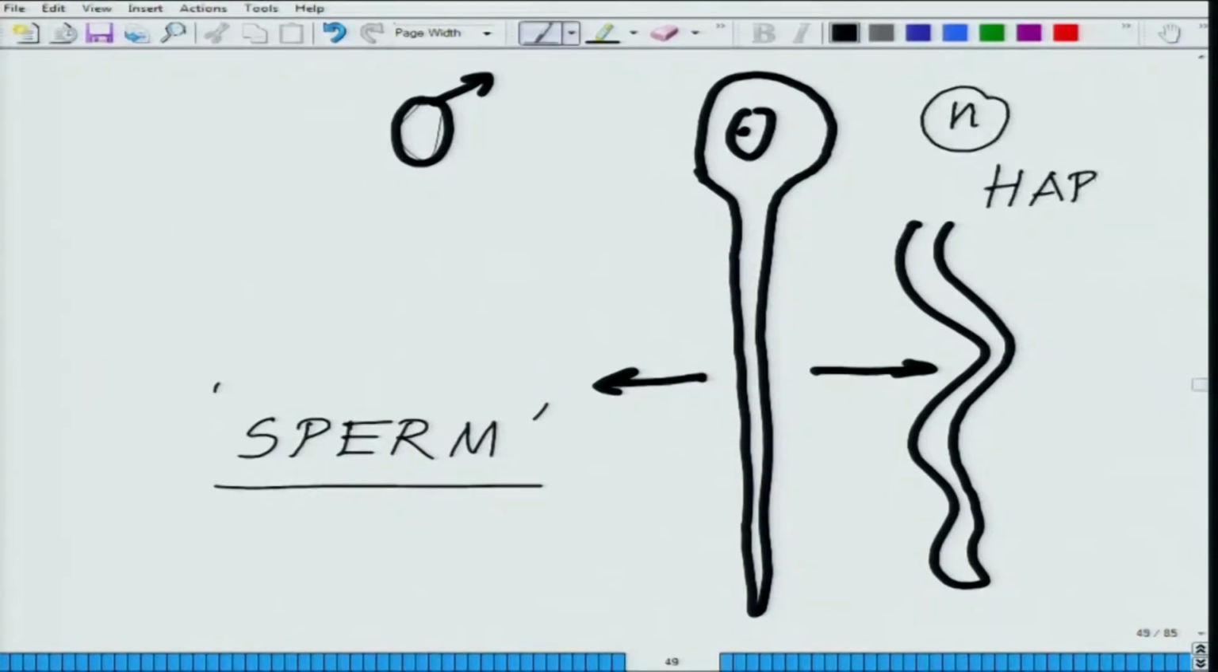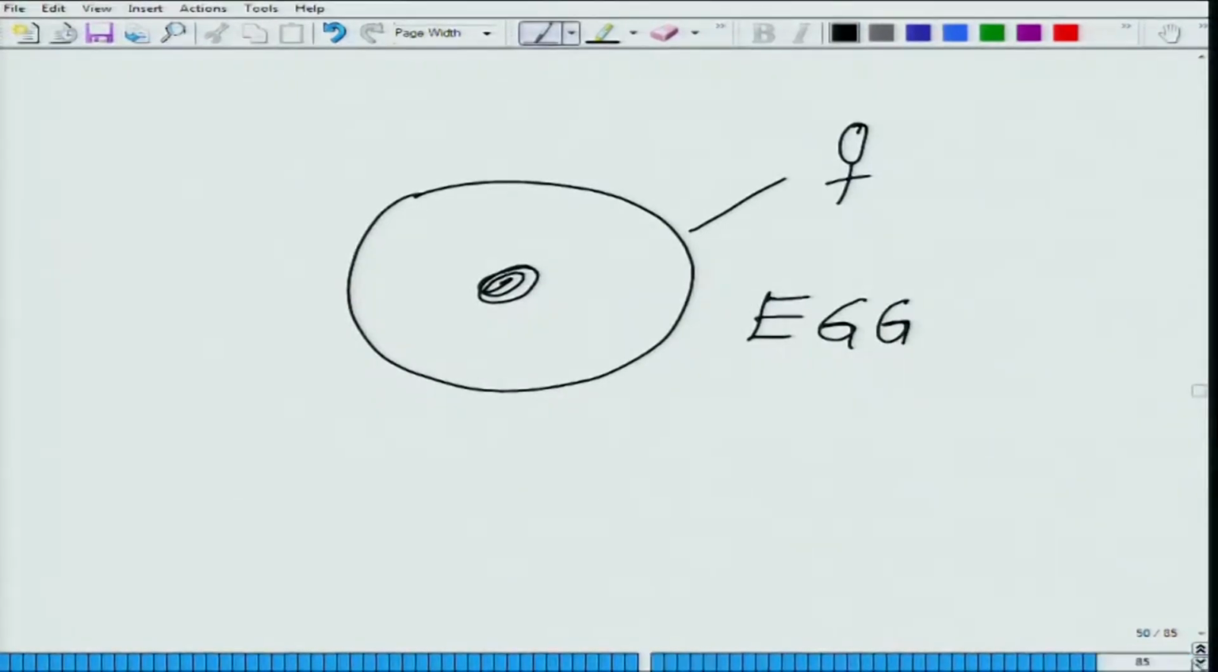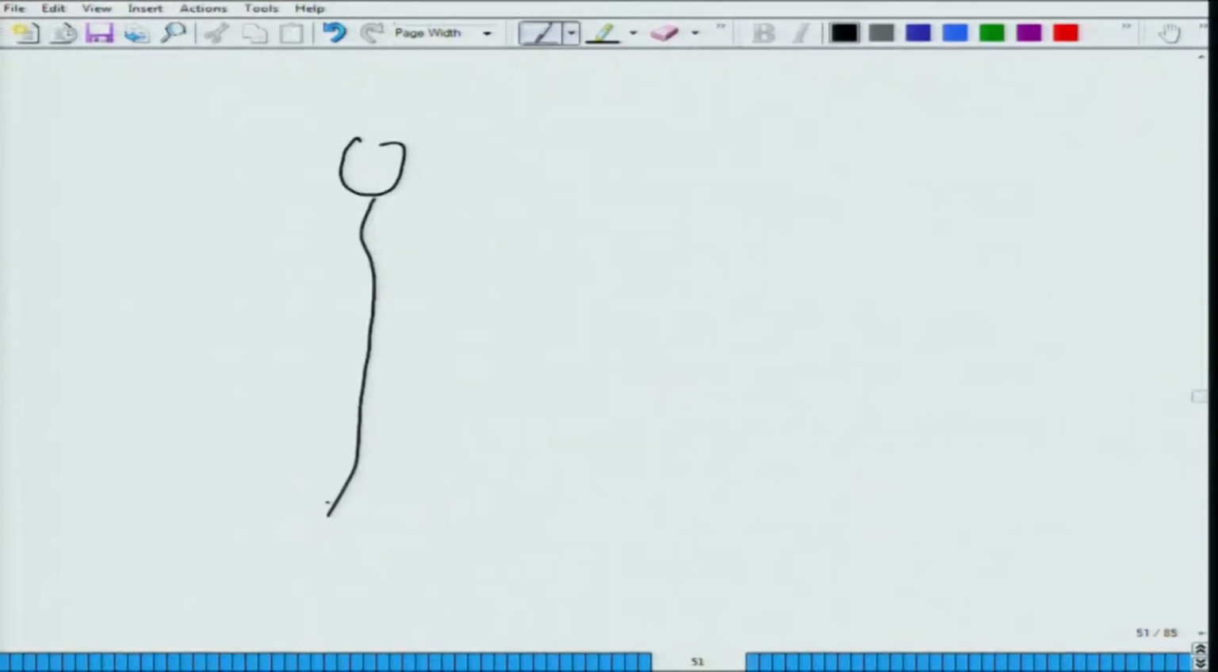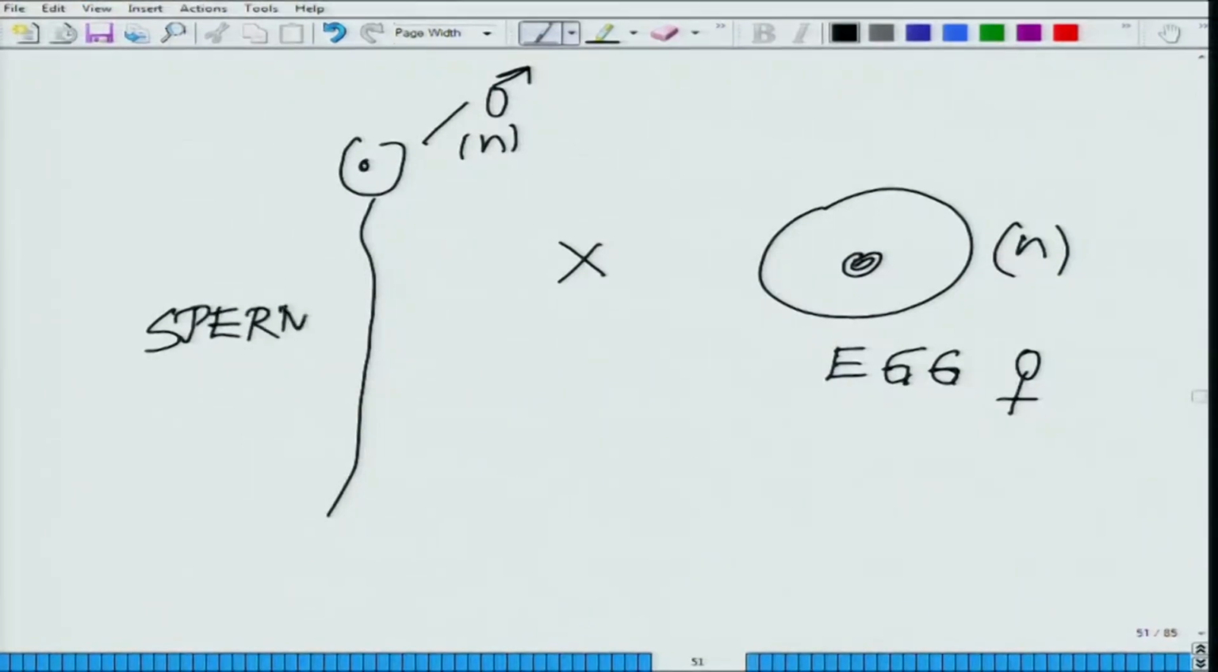Whereas the female one looks more like a roundish structure, something like an egg. This is called the egg, and reproduction is all about when a sperm like this fuses with an egg which has a huge cytoplasm. The size of the cytoplasm of the egg is much larger as compared to the sperm. So, this is the female N, and this is the male N, which is the sperm, and when there is a cross between the two, that is how it works.